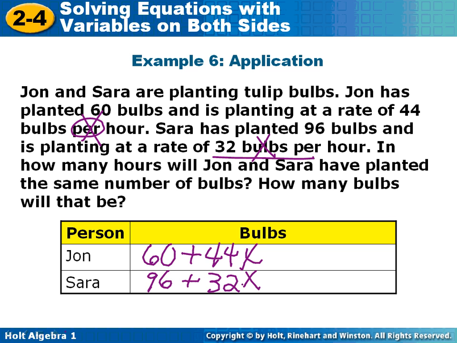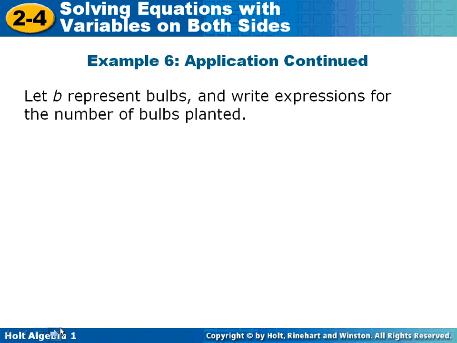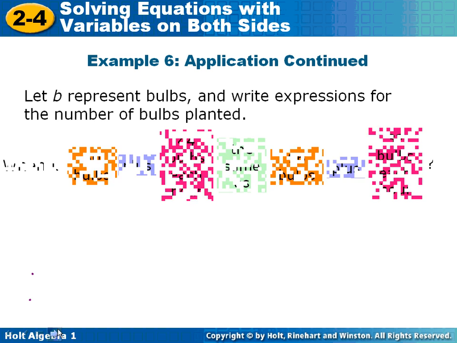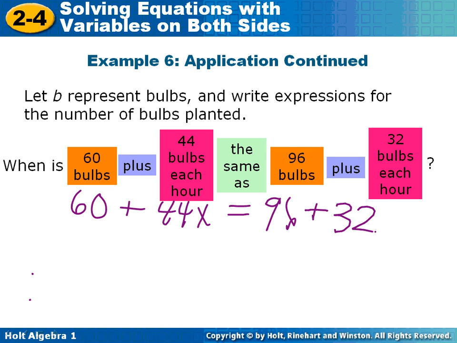Therefore, I'm setting up my equations. Now, what I want to know is when they will have the same number. So I need to take my two expressions and make this into an equation. Write the b equal bulbs, and we're going to write expressions representing the number of bulbs. 60 bulbs plus 44 per hour is the same as, that's your equal sign, 96 bulbs plus 32 bulbs each hour.